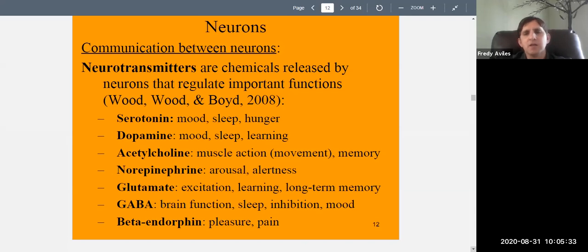More about neurons and how they communicate. I told you guys that neurons communicate with these things called neurotransmitters. Neurotransmitters are chemicals that are released by neurons that regulate important functions. Okay, here are some of them. Serotonin, which regulates mood, sleep, and hunger. If serotonin levels are too low, you feel awful, okay? You feel really sad and depressed and awful.